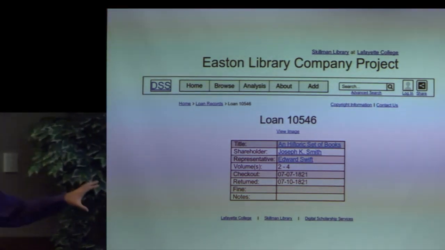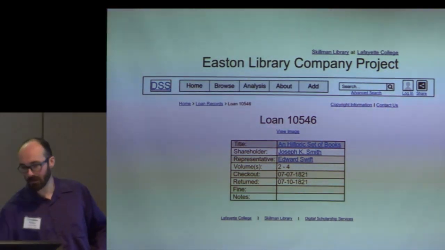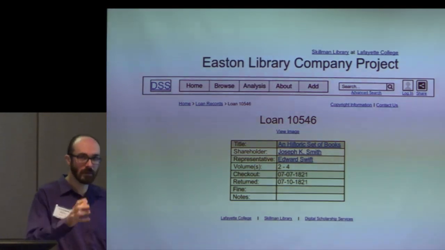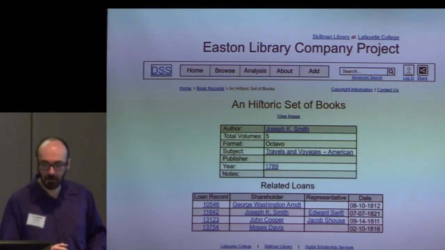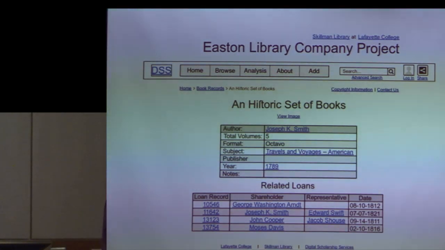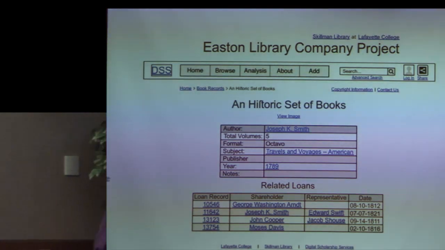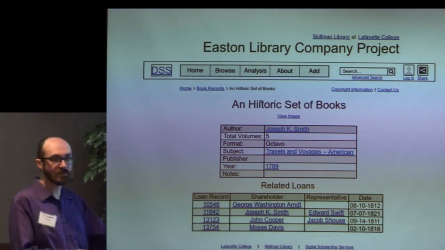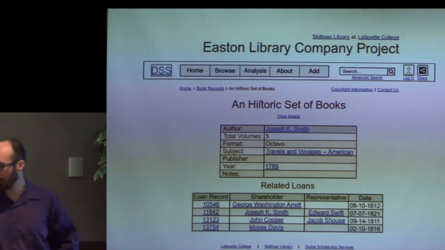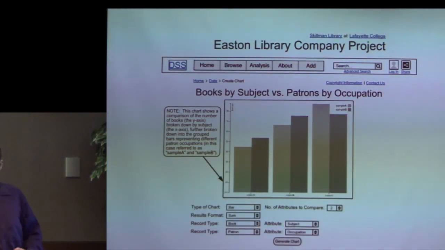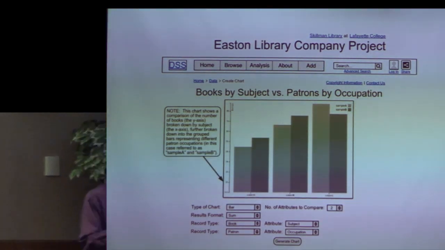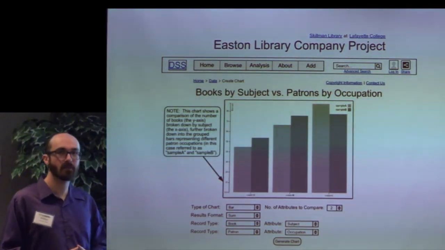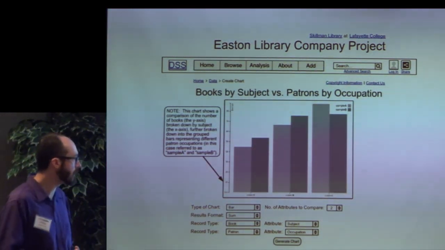This is kind of a test record that we've put together. This is one of the wireframes of what the interface will look like once it's ready to go, or close to what it will look like. You can look at what's going on with the book. So you can see, okay, this particular book is checked out four times. Who is the shareholder? Who is what we're calling the representative, the person in that other category? But then you're also going to be able to do these kinds of books by subject versus patrons by occupation. You can start to run different analyses depending on what kind of search you're doing.